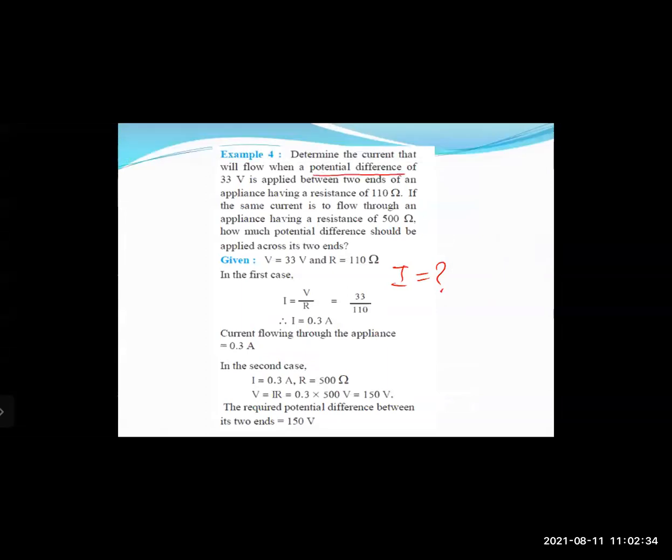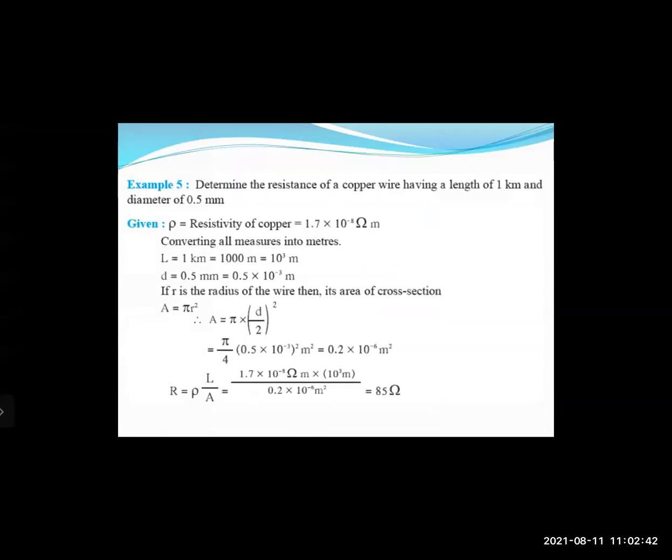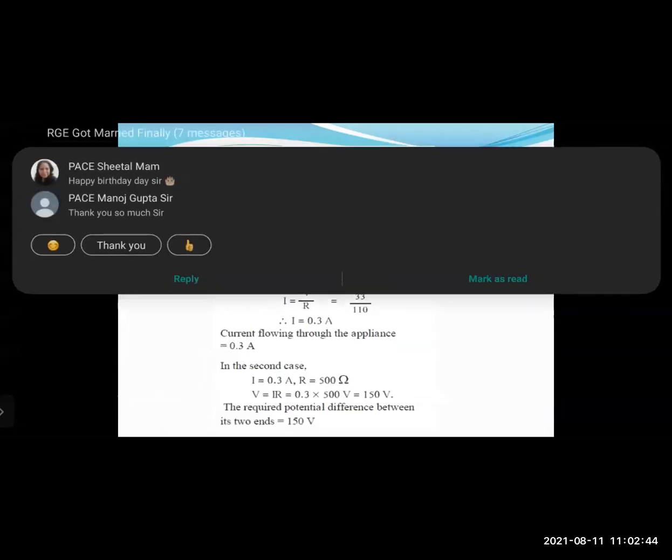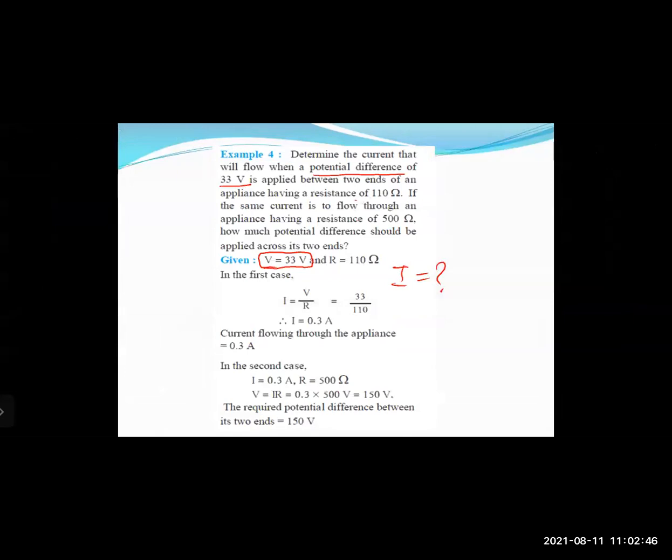So we know potential difference is 33 volts. So we'll write down voltage is equal to 33 volts. Applied between two ends of an appliance having a resistance of 110 ohms. So we'll write resistance R equals 110 ohms. So for the first part of the numerical, we know Ohm's law.